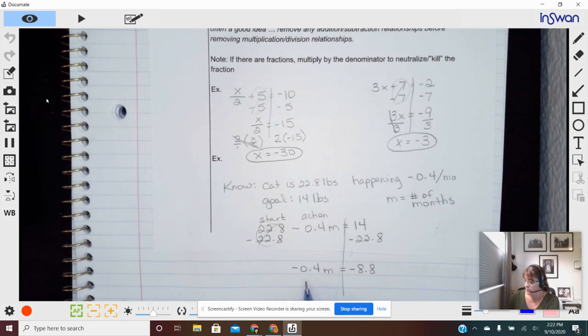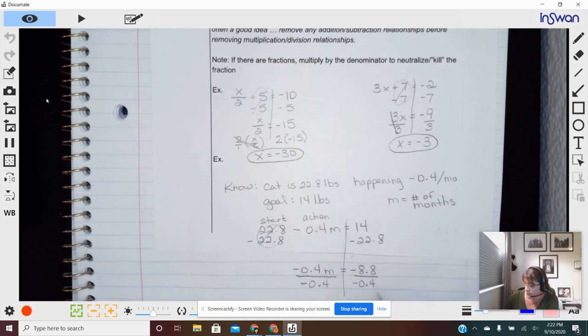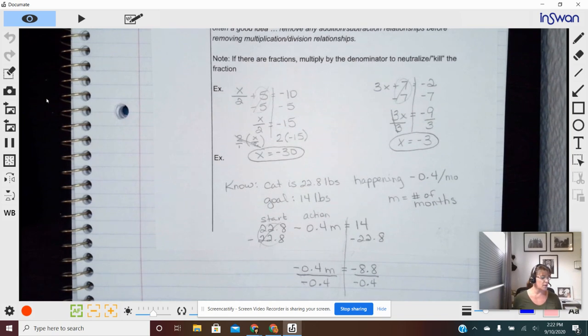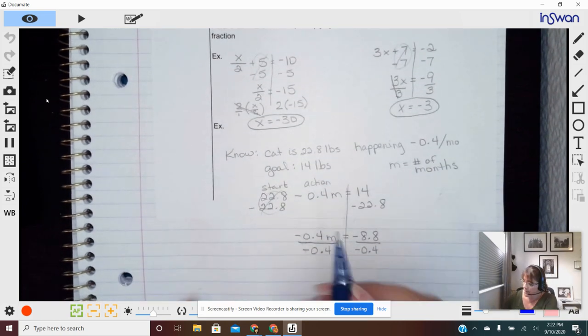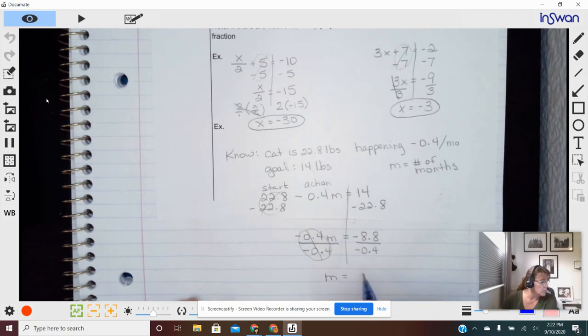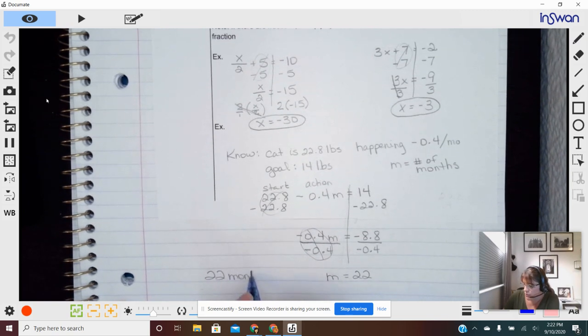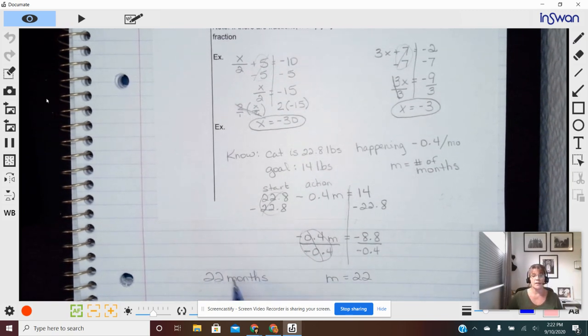Now, what do I do next? Well, this decimal is being multiplied to this variable. So now I need to divide by negative 0.4, divide by negative 0.4. This would be a point where I would say a calculator is very appropriate. You could do it by hand. You don't have to. And when I do that math, these cancel each other out, and m is equal to 22. So 22 months. It's going to take this cat almost 2 years to get to its healthy weight.